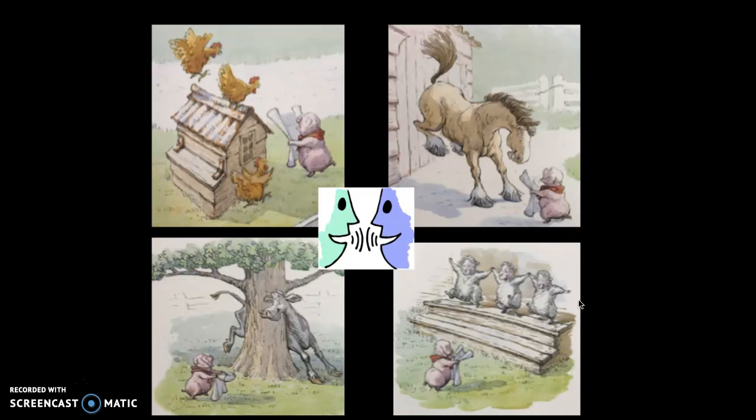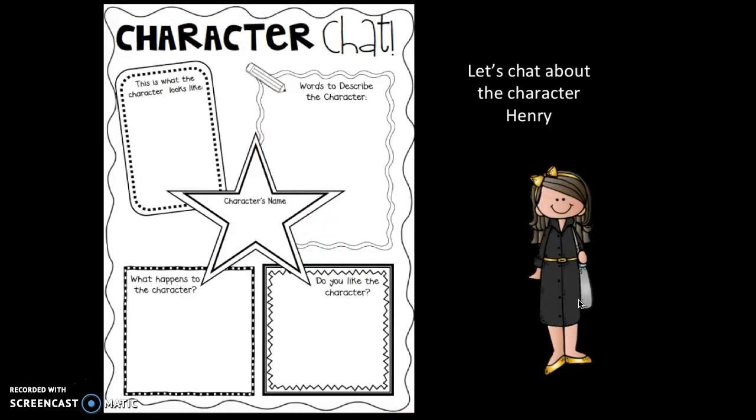Good job, my friends. Did you say that Henry likes to help out and he likes things to be neat and organized? If you did, again, pat yourself on the back and give your buddy a high five. You're doing awesome. So now, today and every day, when you're retelling, I want you to think about adding details about the character to make your retelling of the story a little bit better. And to do that, I have this cool little graphic organizer. It's called a character chart. And you're going to be using this when you're studying your characters.